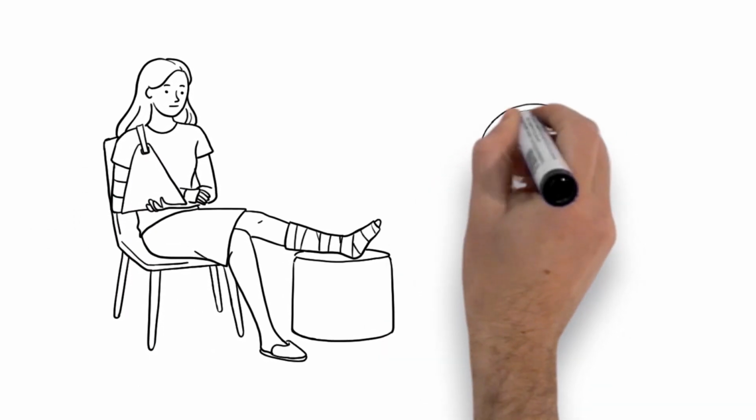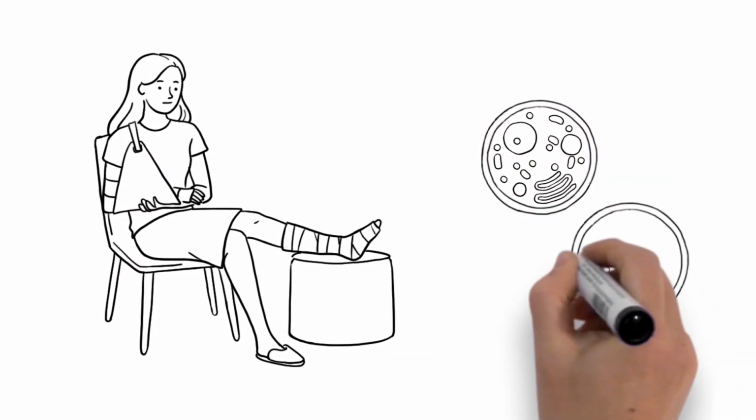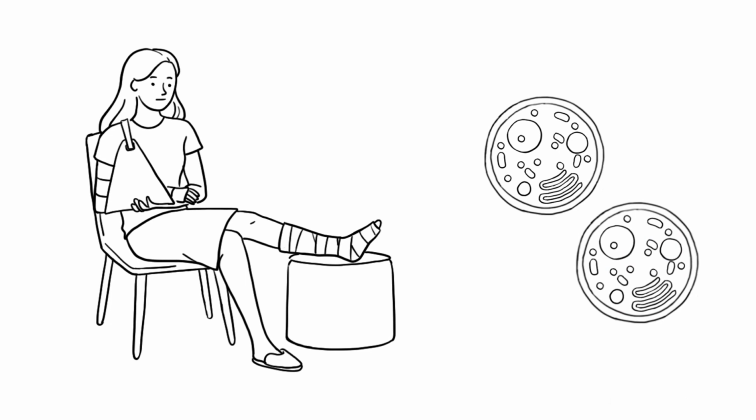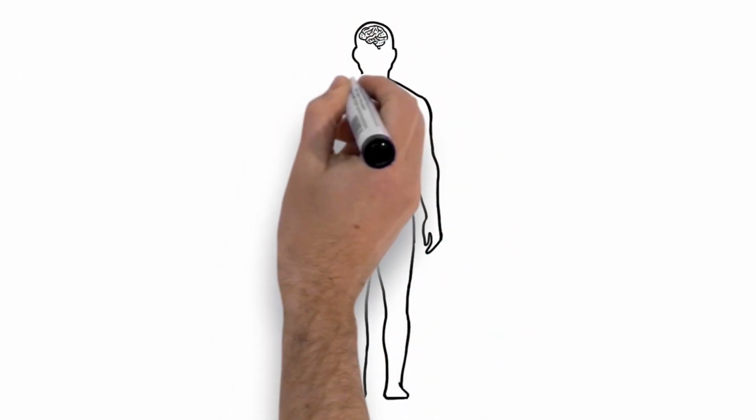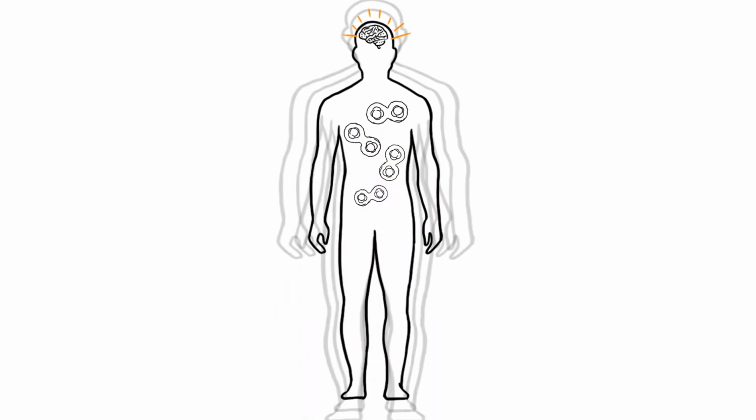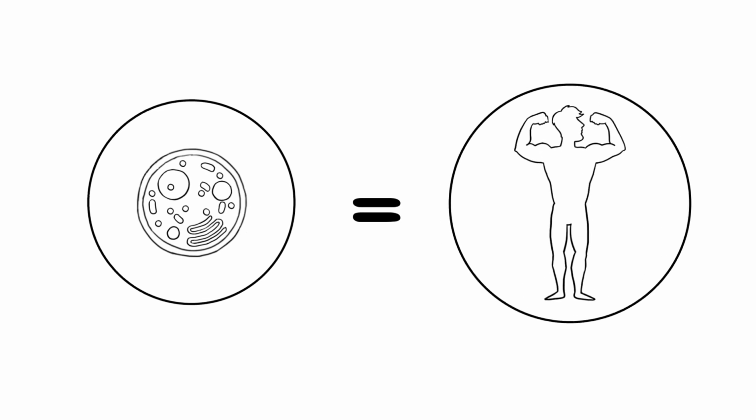When your cells are healthy and functioning properly, you're better equipped to fight back against illness and injury. The body gets well by making new cells that work correctly, and in fact, chronic disease can occur when you lose that ability. Healthy cells equal a healthy body.